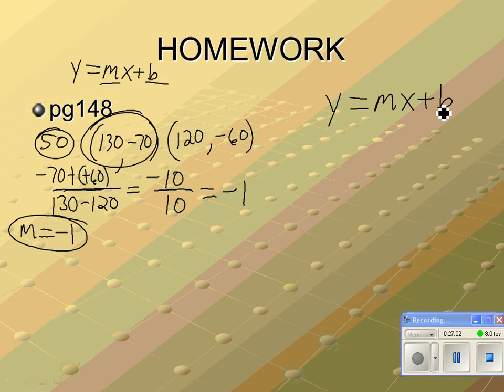I'll pick the first one since I already circled it, and just plug it in here, here, and here. And that's going to allow us to find the b. So there I plug in negative 70 for the y. Our slope is negative 1. Our x is 130. What's negative 1 times 130?